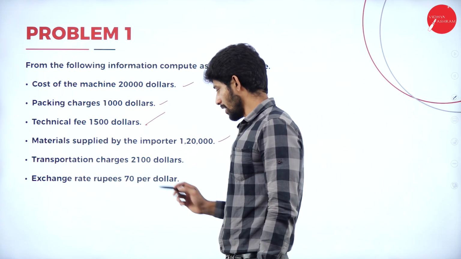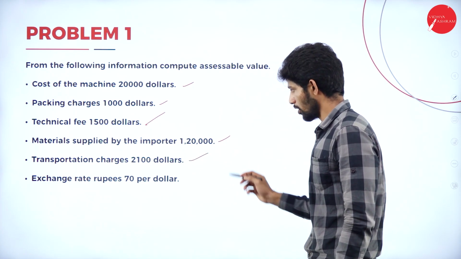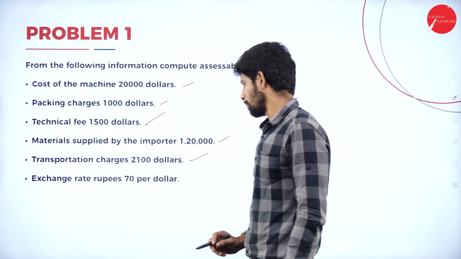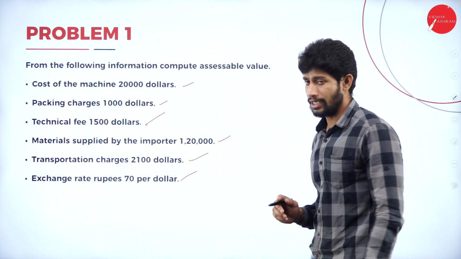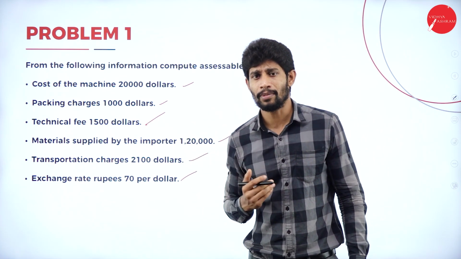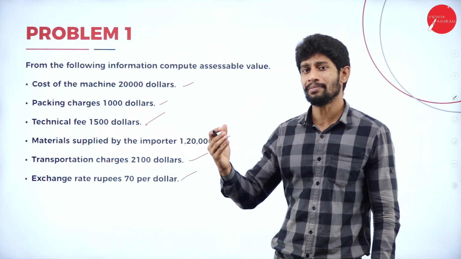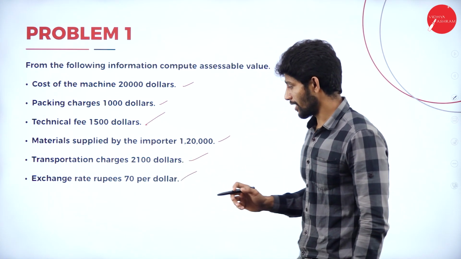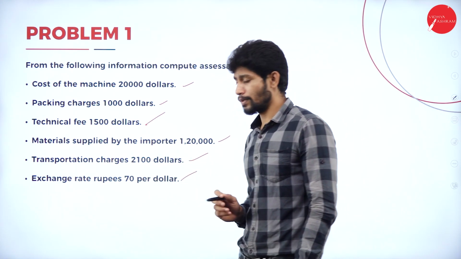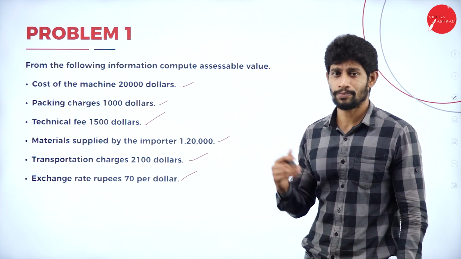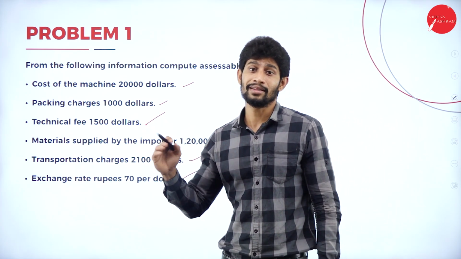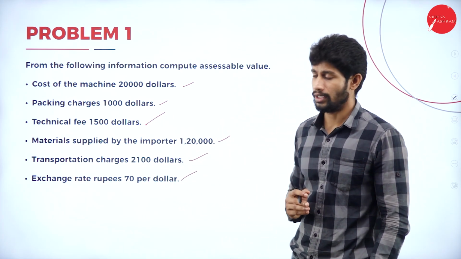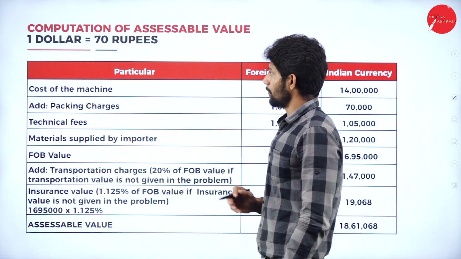Next, transportation charges $2,100. Exchange rate rupees 70 per dollar. Yes, because we are purchasing it from another country and we are supposed to pay them in their own currency. So their currency value is 70 rupees per dollar. So moving on, computation of assessable value.